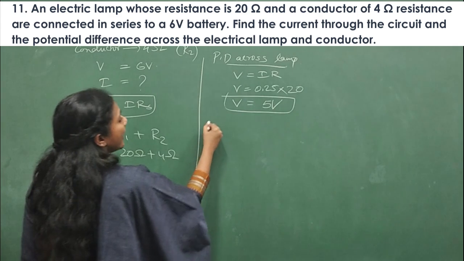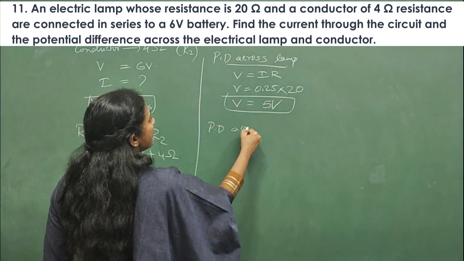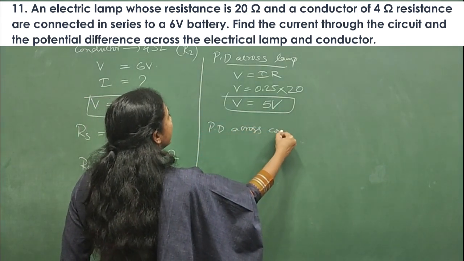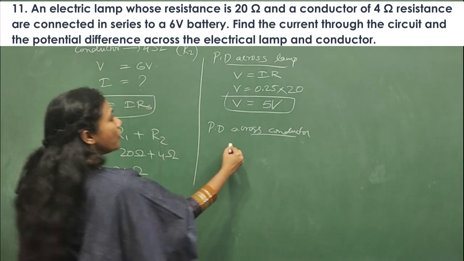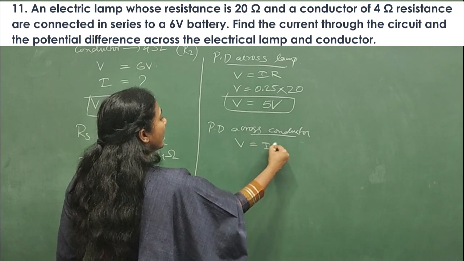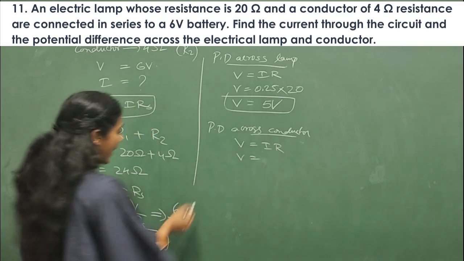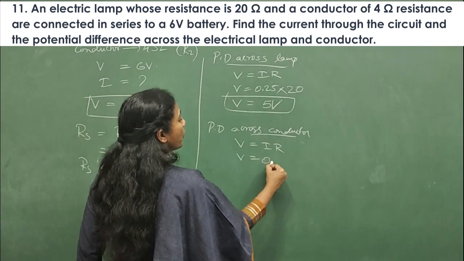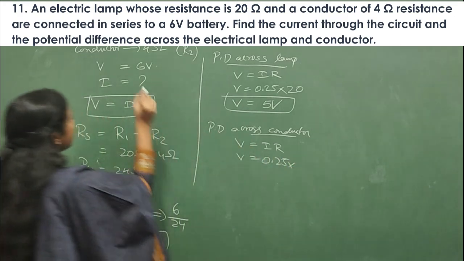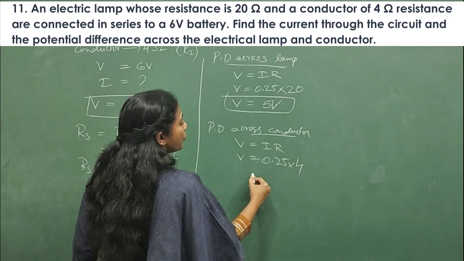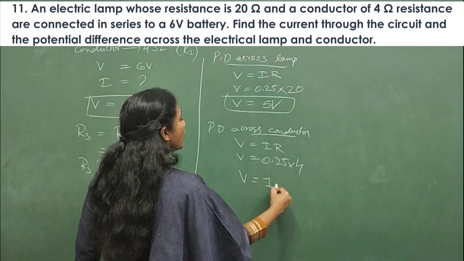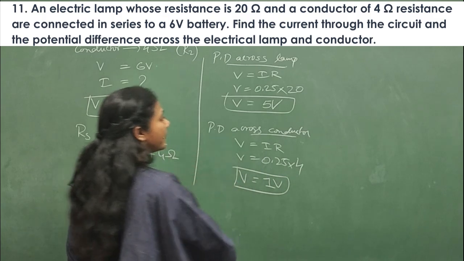And now you have to find the potential difference across the conductor, isn't it? Fine. The same formula, V is equal to IR. So V is equal to I, we found it is 0.25, into the resistance across the conductor, which is 4. So definitely V is equal to 1 volt we will get, right?